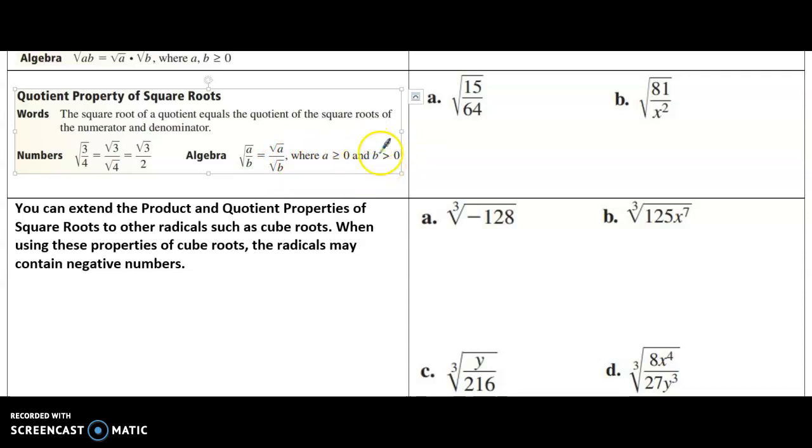And in the case of b, actually, b can't even be 0, right? Because if you take the square root of 0, that is 0, but then we'd be dividing by 0, which opens up a whole other can of worms. Okay, we covered that in class, so I'm just going to move on.